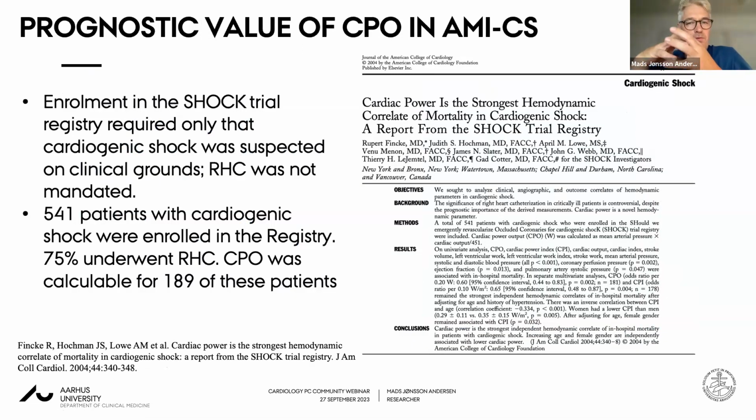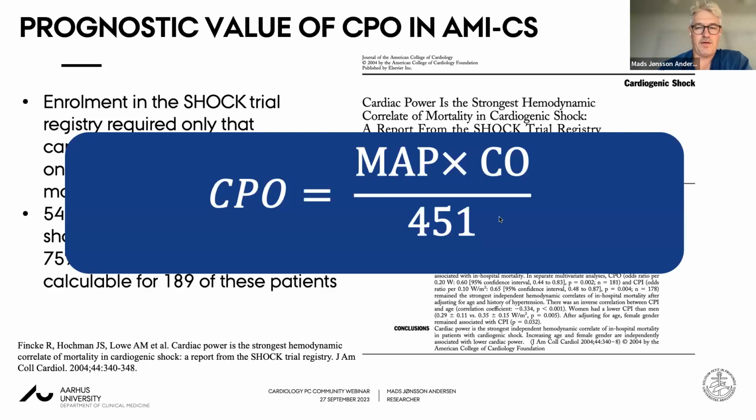So fast forward to 2004, to this secondary analysis of the SHOCK trial registry. The SHOCK trial registry enrolled 541 patients with cardiogenic shock associated with acute myocardial infarction. Right heart cath was not mandated, so only 75% of the patients had right heart cath data. But what's more interesting is that this paper used a simplified equation of the cardiac power output, where they had removed the right atrial pressure. And I think that's important to notice when we go forward in this talk.